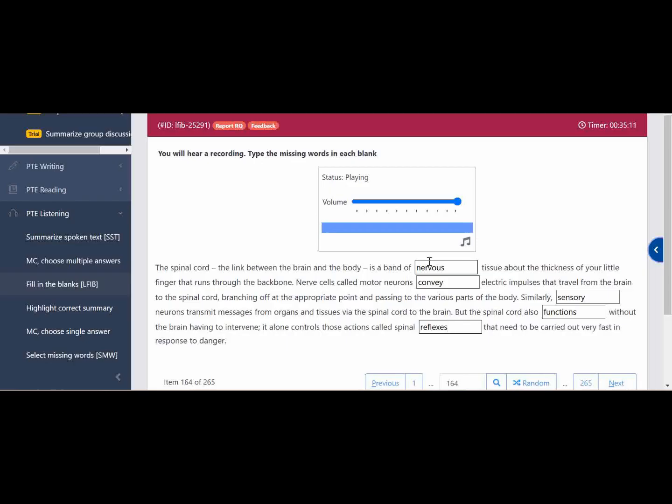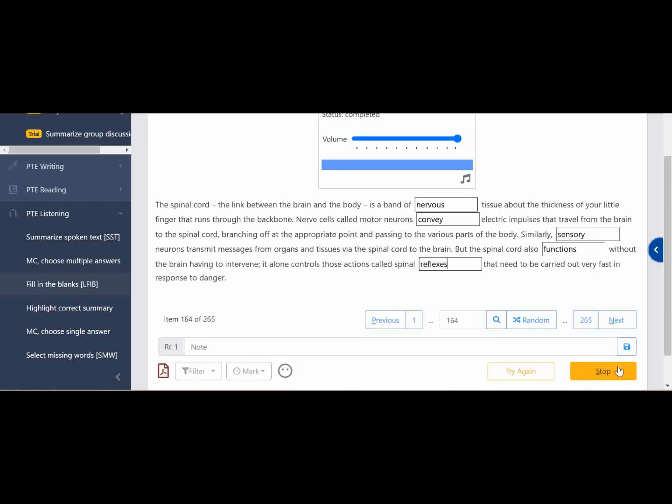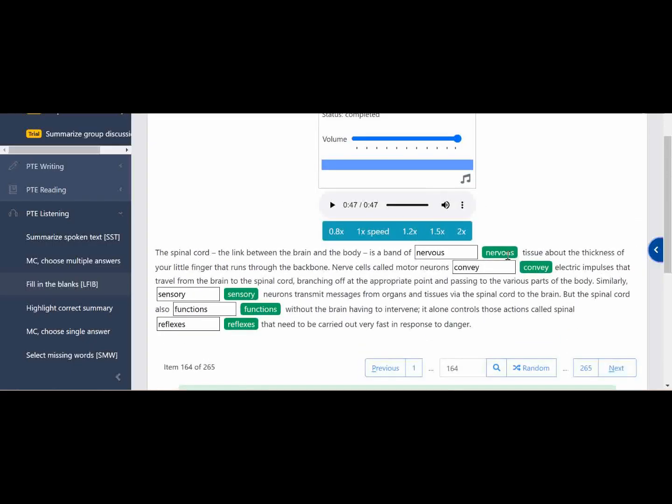So the first one is a band of nervous tissue. Next one is neurons convey electric impulses. Similarly, sensory. Next is the spinal cord also functions. So here it is plural. Next one is spinal reflexes. So let's check the answers first. Nervous, convey, sensory, functions, then reflexes.